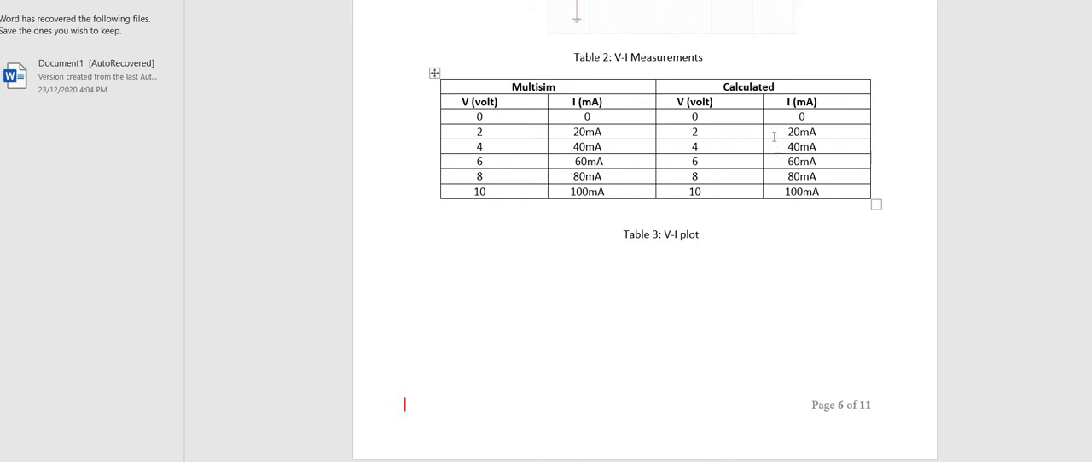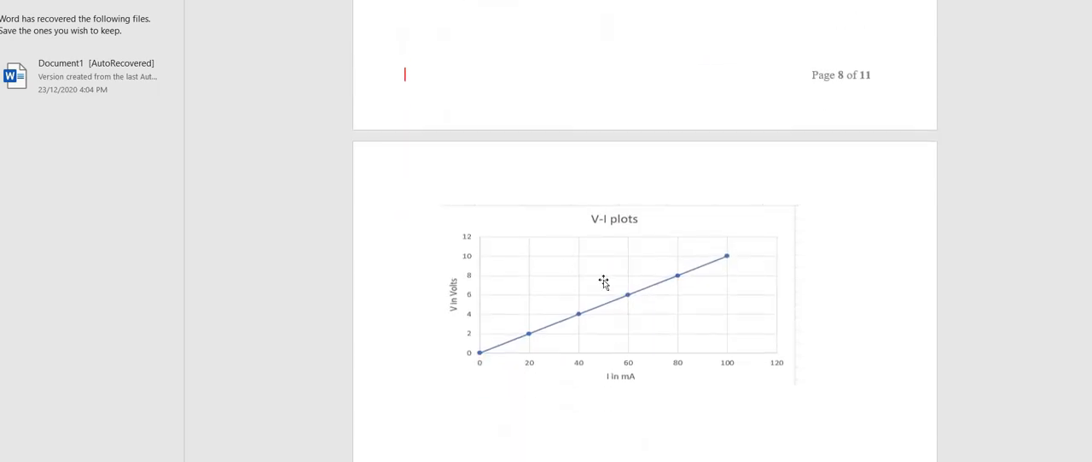Also, we can use the formula I equal to V per R to get the current. Through this table, we have to plot the VI graph. The y-axis is V in volts and the x-axis is I in mA.